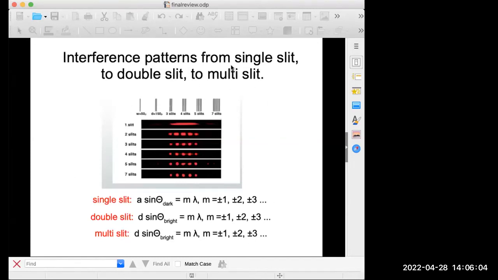So this slide, I'm trying to summarize the equations associated with diffraction and interference through a single slit, a double slit, and a multi-slit or diffraction grating, which are the three arrangements that we discussed in class. And there are three corresponding equations here. There are a lot of similarities between these three equations, but there are also subtle differences. So you do have to be a little bit careful in using these three equations. So let me just get the pen going again here.